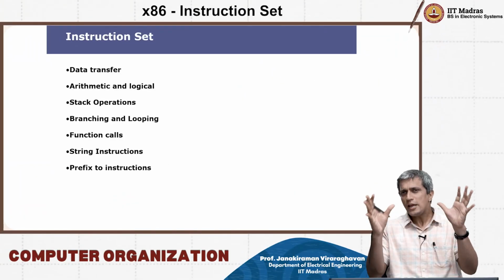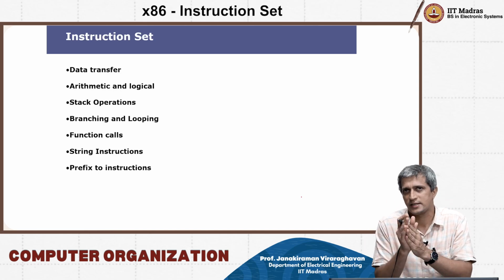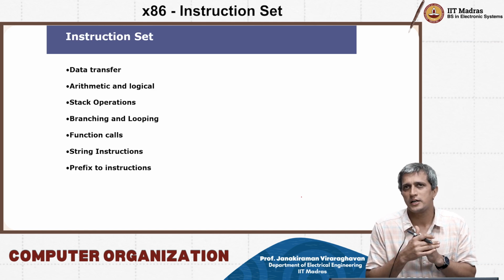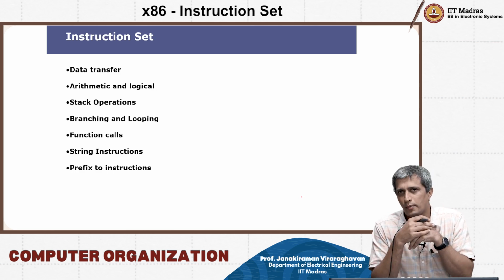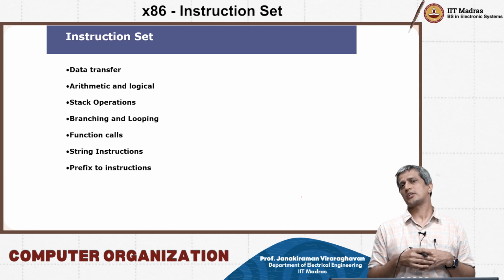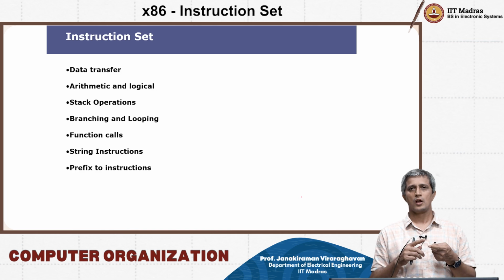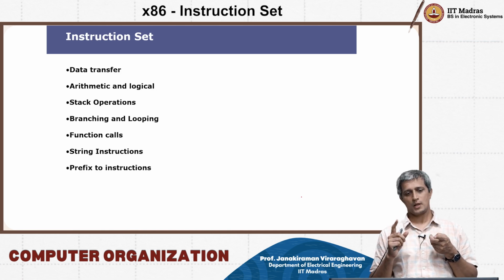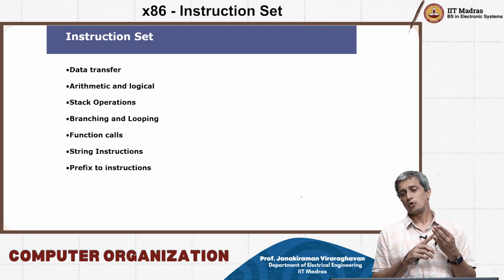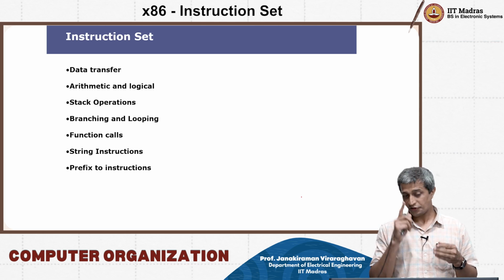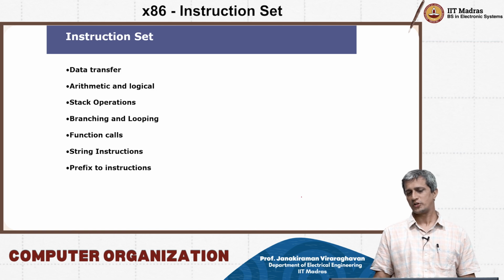So with that brief introduction to the kinds of registers and the architecture of the x86 microprocessor, let us look at the typical instructions that one might want to introduce in a microprocessor. The instruction set is largely classified into these kinds of instructions: data transfer, arithmetic or logical operations, stack operations, branching and looping, function calls, string instructions, which I'll do later, and I'll also look at some idea of a prefix to instructions.